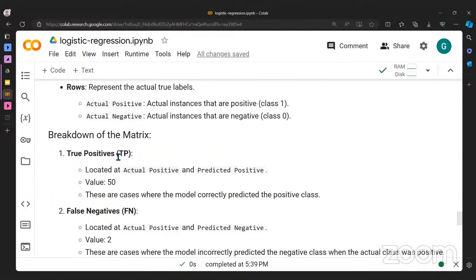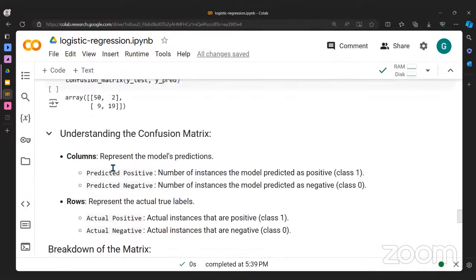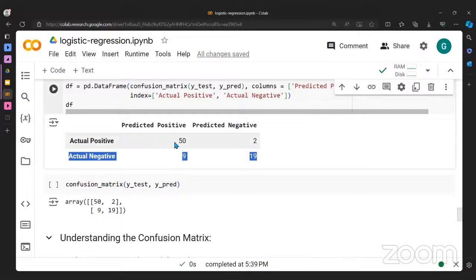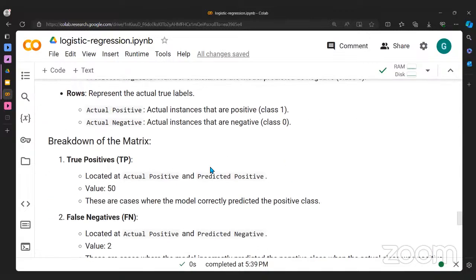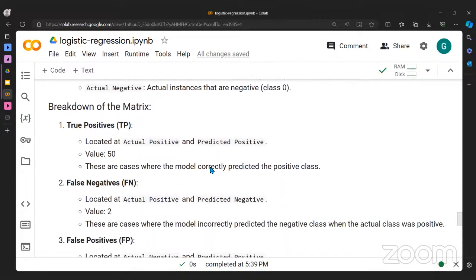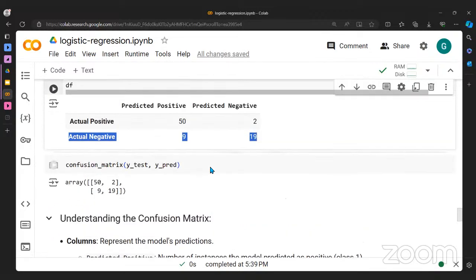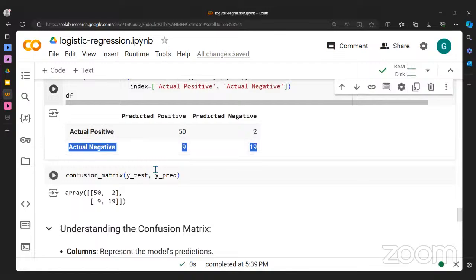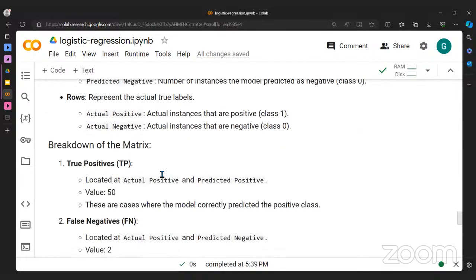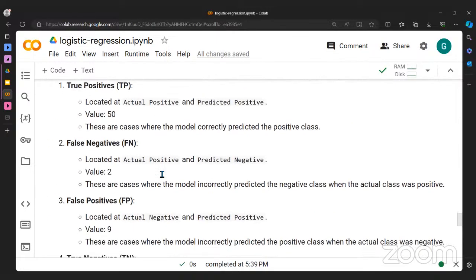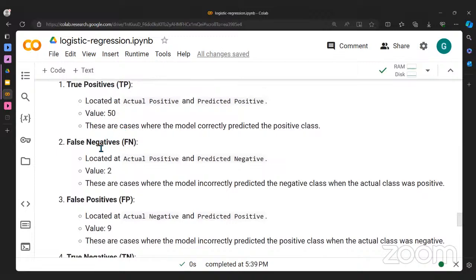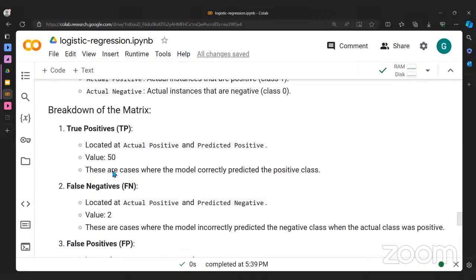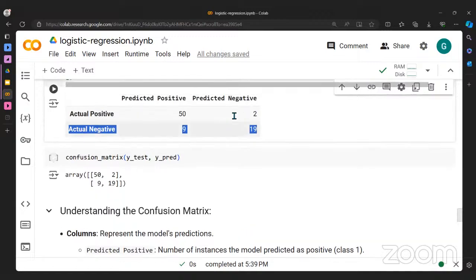This is just an explanation. The true positives, which is 50, this one, true positive, false positive, true negative, false negative. So it's always confusing. Okay, so this is true positive. False negative is the one we have value 2. This is the false negative. This is the true negative and the false positive.